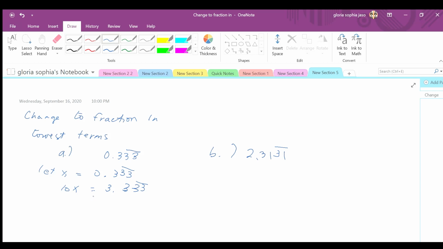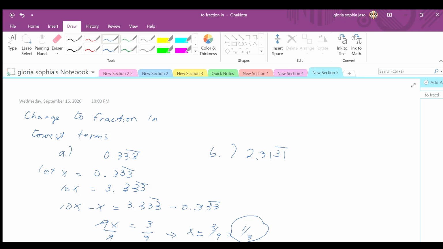So the bar sign, it means that the number under the bar sign is infinitely repeating or non-terminating and repeating decimal. So, simplifying, we have to subtract the two equations. So, for this one, 10x minus x equals, so 3.333 minus 0.3333. So on this part, we will have 9x. And on this part, 3.3333 minus 0.3333 is equal to 3. So, divide both sides by 9. That's equal to 3 over 9 or 1/3.